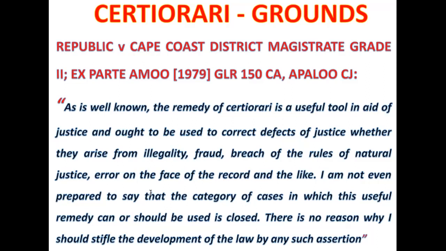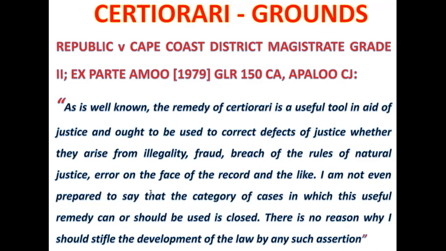Apollo CJ says that when there's a breach of the rules of natural justice, we can use certiorari as a tool to quash that decision. Or when there's an error on the face of the record, Apollo CJ says that we can quash the decision by a writ of certiorari. And it makes a very important point that he's not even prepared to say that the category of cases in which this useful remedy can be used should be closed. So he's trying to say that it's not as if there's a closed room, closed compartment, or limited grounds under which you can come for this. The court will continue to expand on them if it is for the purpose of doing justice and to prevent illegal decisions from being taken. That is why it's called supervisory jurisdiction.